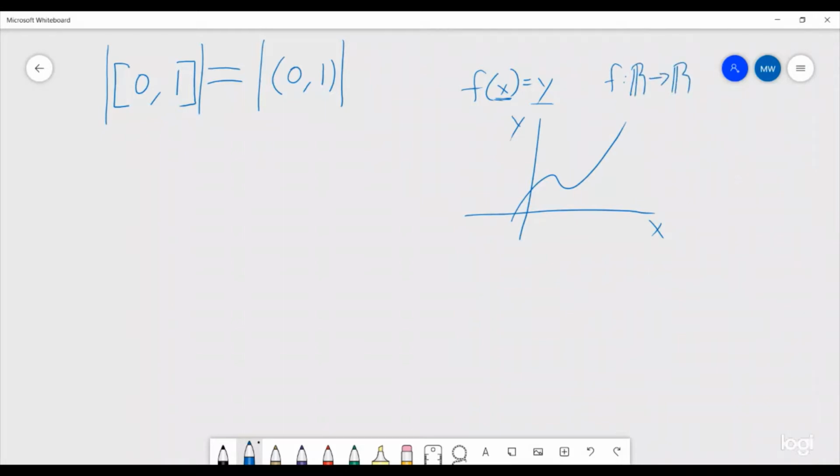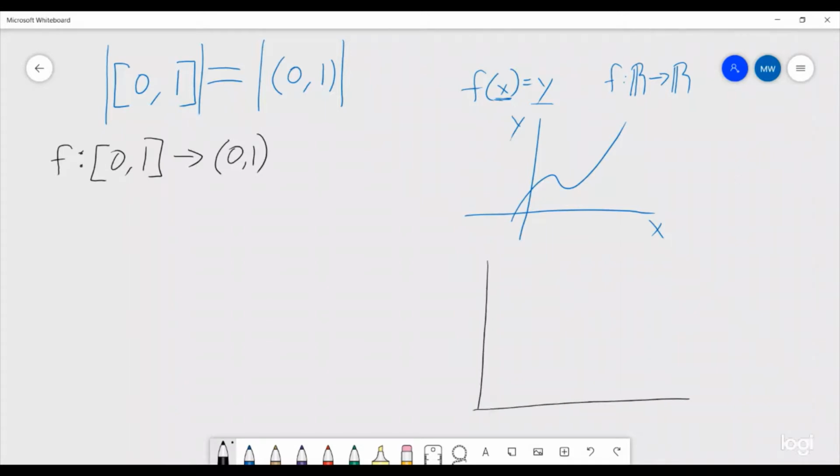So here we need a bijection f that's going to go from the closed interval 0 to 1 to the open interval 0 to 1. So the way that I would graph this to get a visualization for what I would need to do would be I would have my inputs 0 to 1 and then my outputs 0 to 1. Does that make sense?